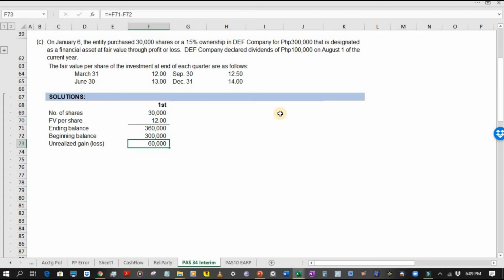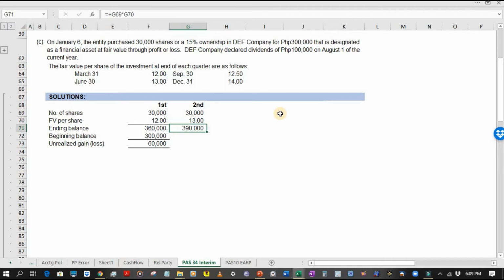Next is the second quarter. Again, the same number of shares, 30,000, multiplied by the fair value at the end of the second quarter, which is 13 pesos as of June 30. So this will have a total balance of 390,000 pesos. The 390,000 pesos shall be the amount to be presented as an asset, specifically current asset, in the statement of financial position as of June 30 for the second quarter. Similar to that in the first quarter, the trading securities to be presented in the current asset section of the statement of financial position for the first quarter is 360,000 pesos.